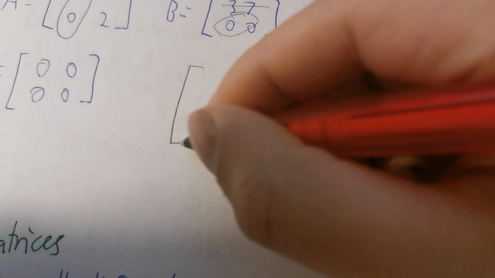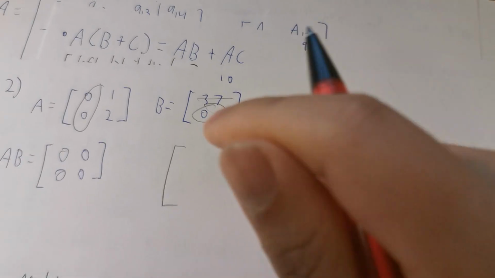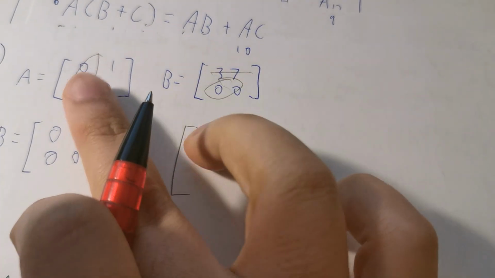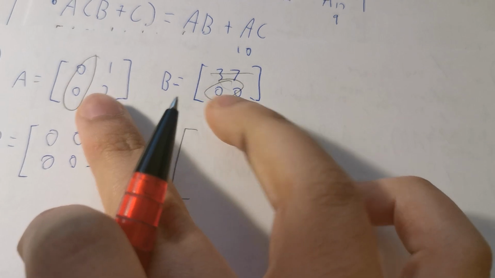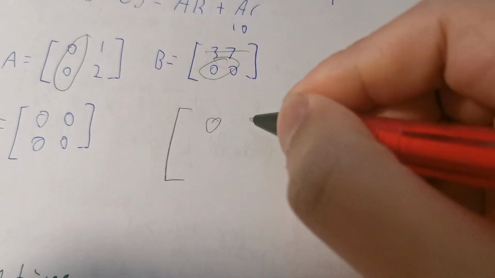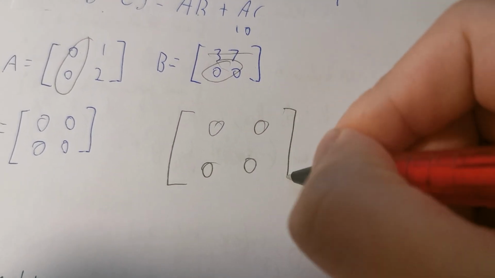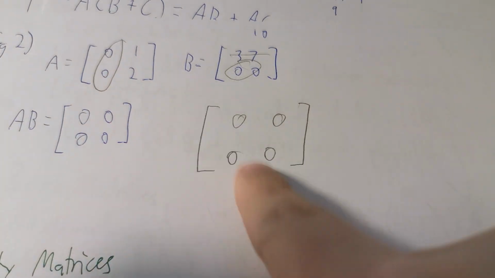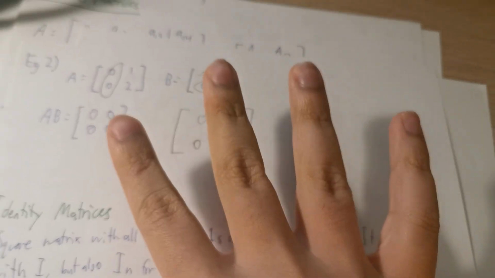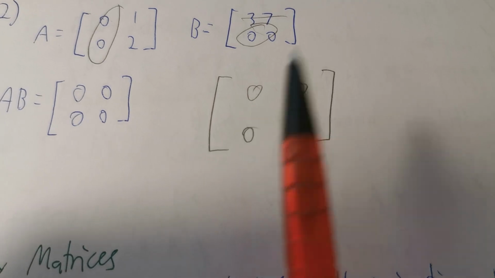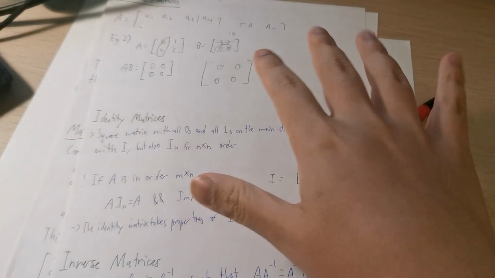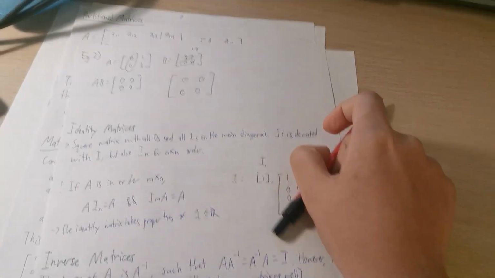So if I do try to solve it, it's gonna be 0 times 3, 1 times 0. It's gonna be 0 times 7, 2 times 0. Everything's gonna result in 0, and you can double check that, but it just turns into 0. All right. So even though neither of these two are 0, the product is 0. Right. So there's some things that are a bit funny with matrices.